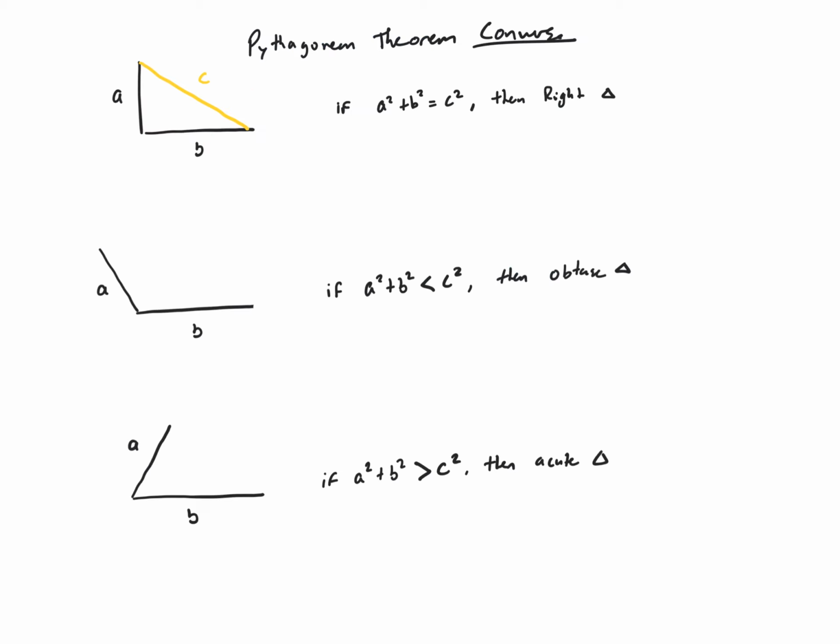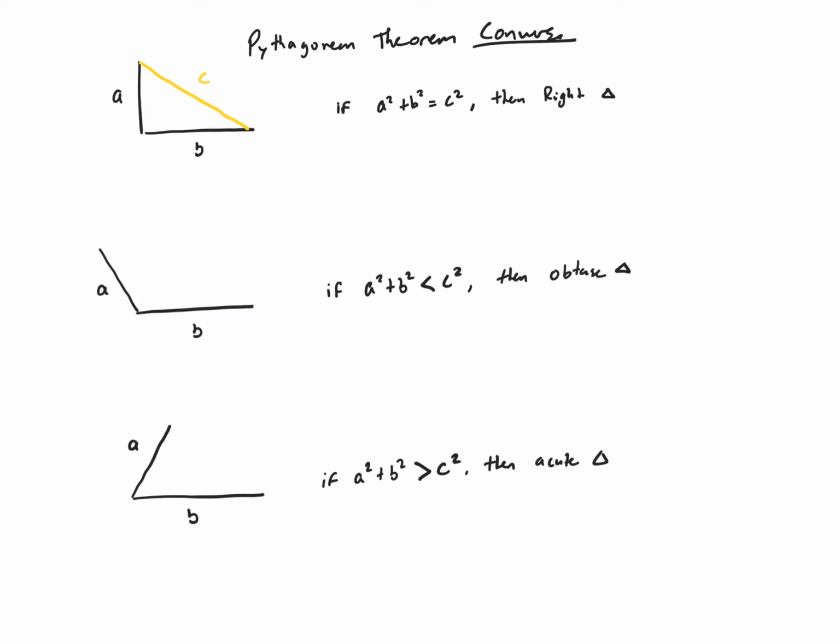Now, the next thing is the converse of that. Remember, Pythagorean theorem says if it's a right triangle, then a squared plus b squared equals c squared. Well, the converse of that would say if a squared plus b squared is equal to c squared, then it's a right triangle.